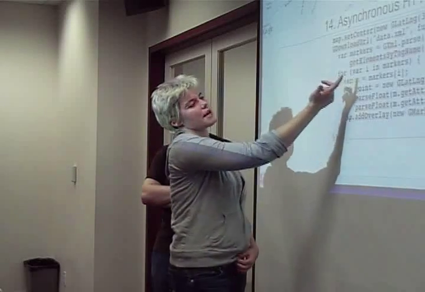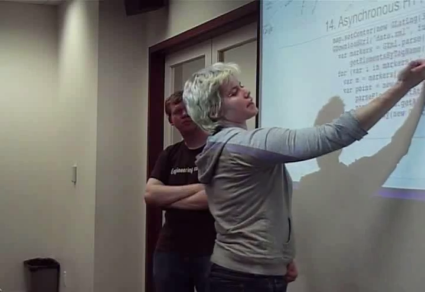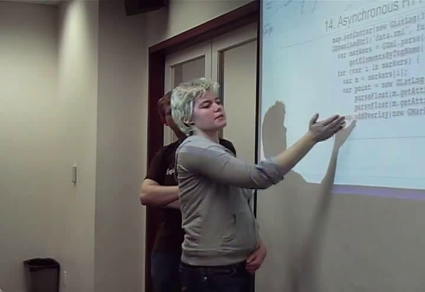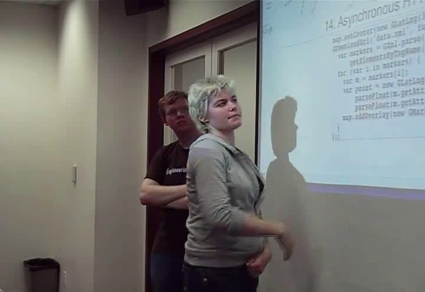So in this example, we have an XML file that's created, with a bunch of marker elements. Then we just get some attributes, create the latitude and longitude, and put them on the map.